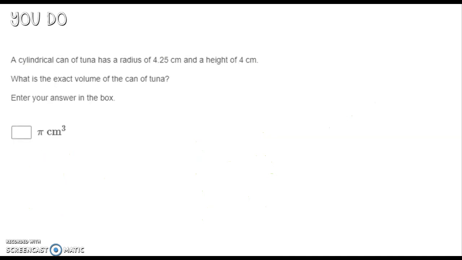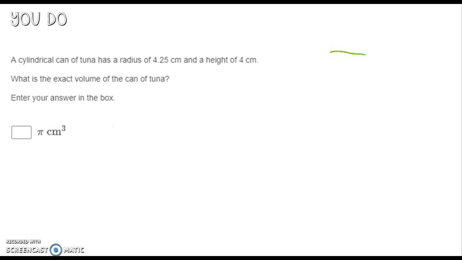Last example for this video, I want you to find the volume of this cylinder that represents a can of tuna, given the radius and the height. So what is the exact volume? Go ahead and pause and try to find out what is that exact volume. Some time to solve this problem.